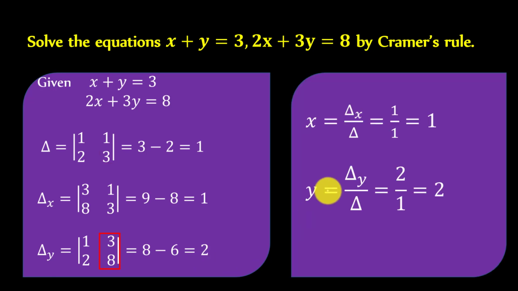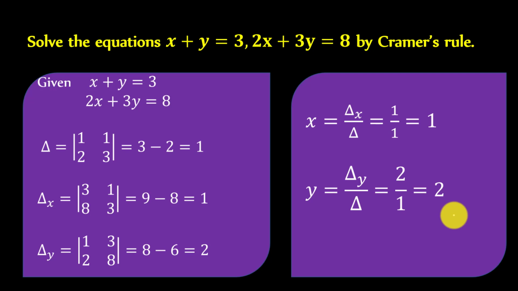Now the remaining is very simple. Just substitute in the formula. x is equal to delta x by delta. We have the delta x value and the delta value. On substituting, delta x is 1 and delta is 1, so 1 by 1 is equal to 1. Similarly for y, delta y by delta. We got delta y as 2, and delta is 1, so 2 by 1 is equal to 2.